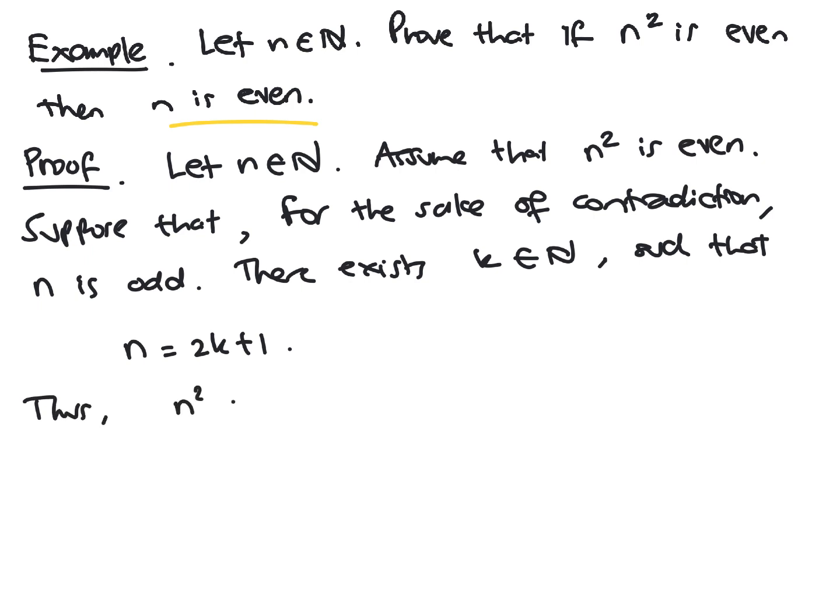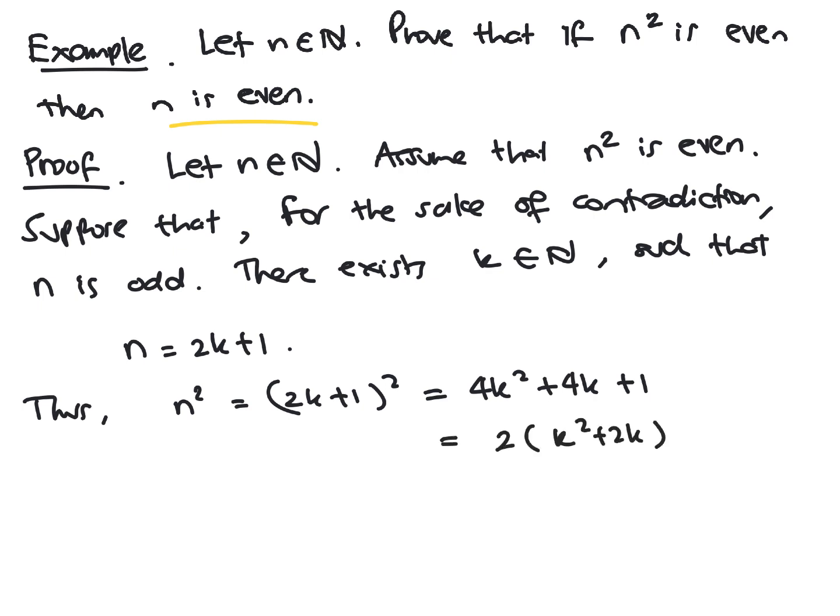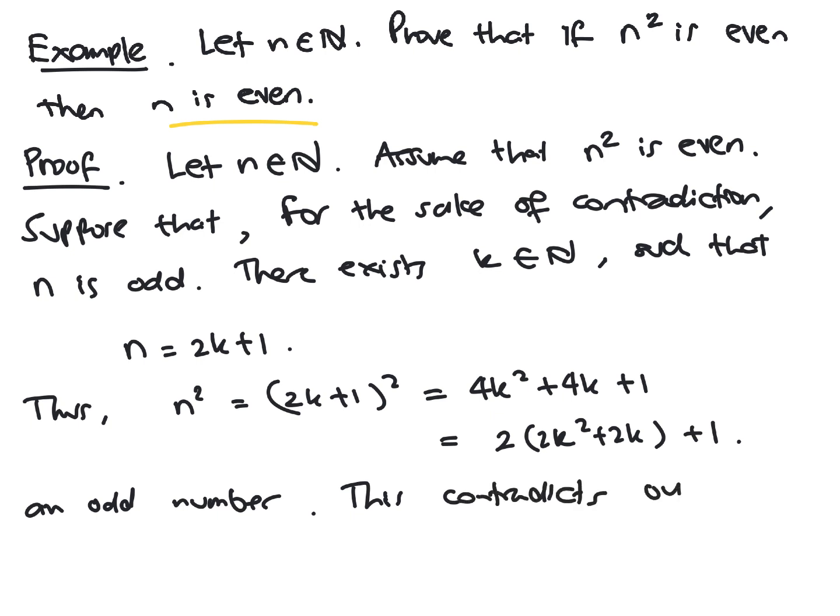Therefore, if you look at n squared, this is (2k plus 1) squared, which is 4k squared plus 4k plus 1, is equal to 2 times, this is something similar to what we did before, right? 2k squared plus 2k plus 1, which is an odd number. This contradicts our assumption that n squared is even. That's our assumption, right?